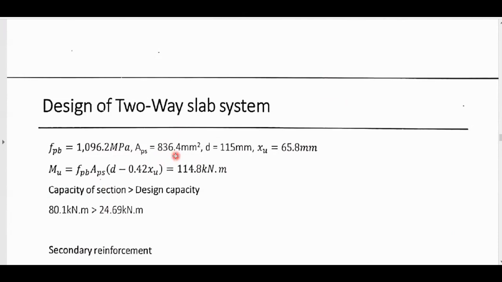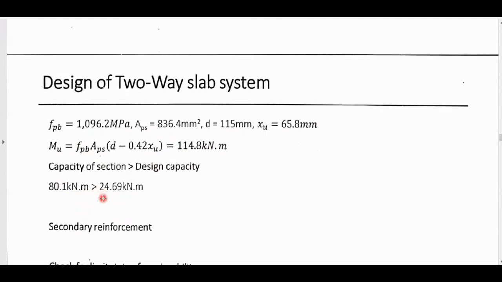Substituting the corresponding values, the APS value of 836.4 and D equal to 115 mm, we obtain the ultimate flexural resisting capacity MU. A small mistake has been made here: it is 80.1 kilonewton meter. So 80.1 kilonewton meter is what we have written here. This is again more than the design moment, which is 24.69. Hence I can say that the slab is safe.